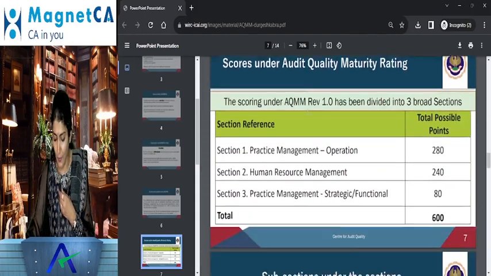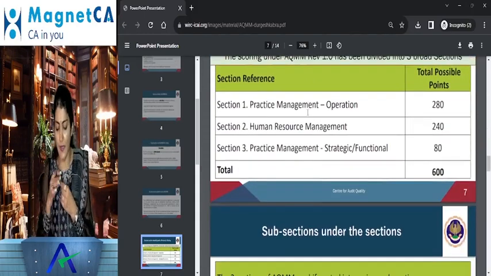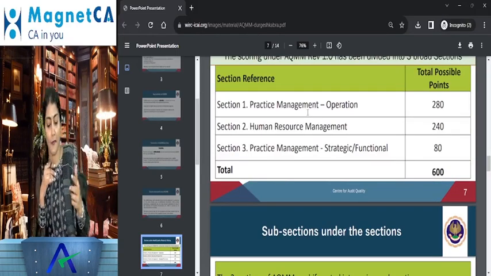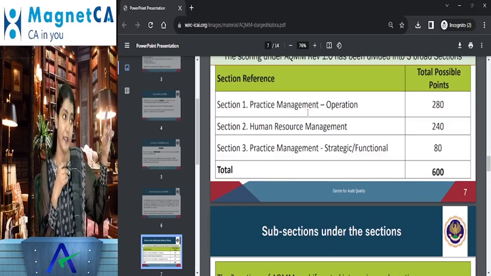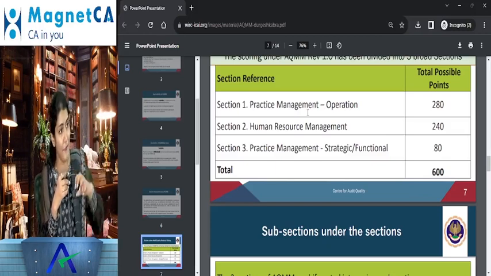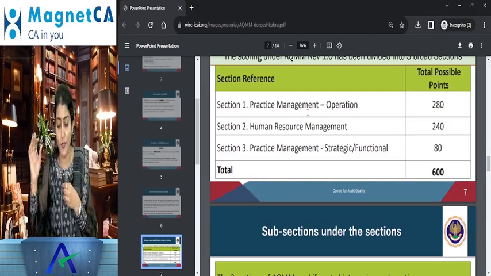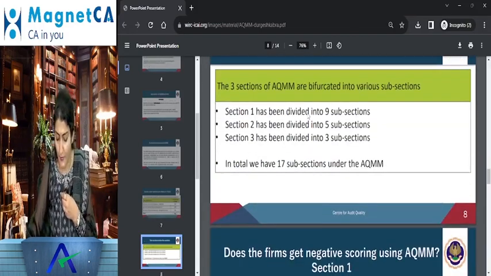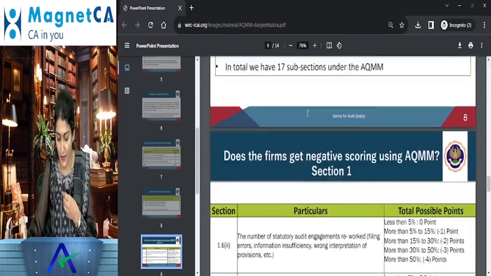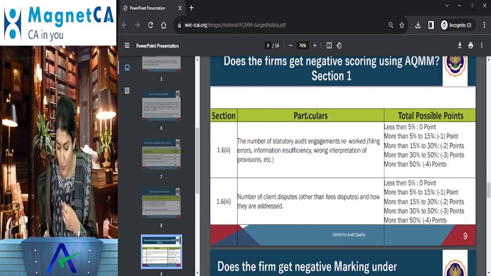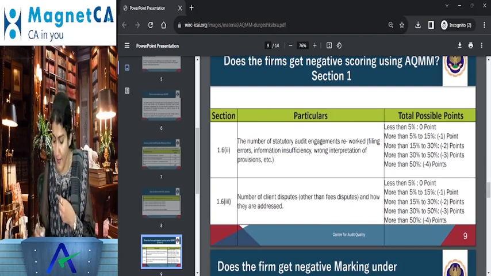Okay, and what are the scorings which could be given there? It says for practice management 280 points, for human resource management 240 points, and for strategic and functional management, 80 points. So in total you have to self-evaluate your firm, your practice, and out of 600 you have to give the points to your firm. Are you understanding that? There are 17 subsections, and then how you give the points. For example, the number of statutory audit engagements reworked.